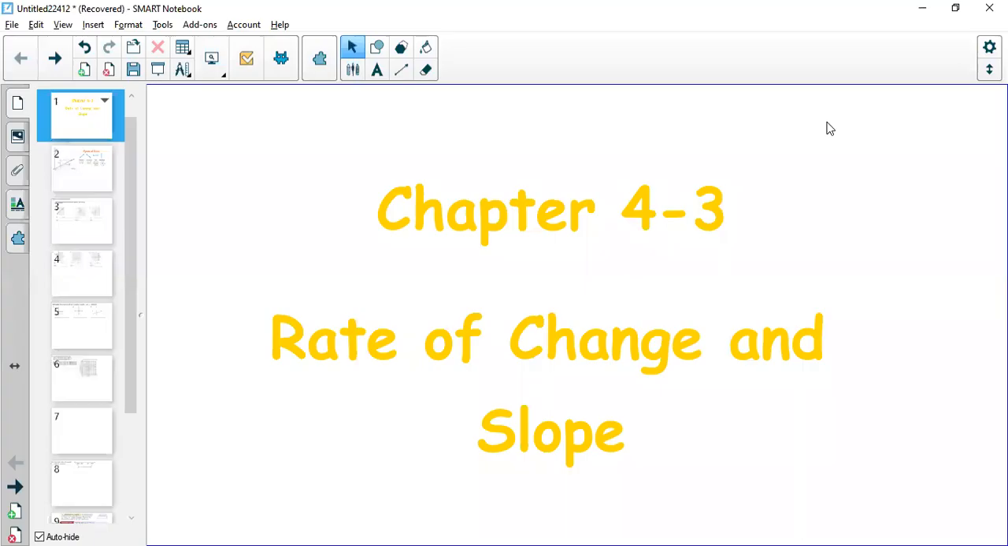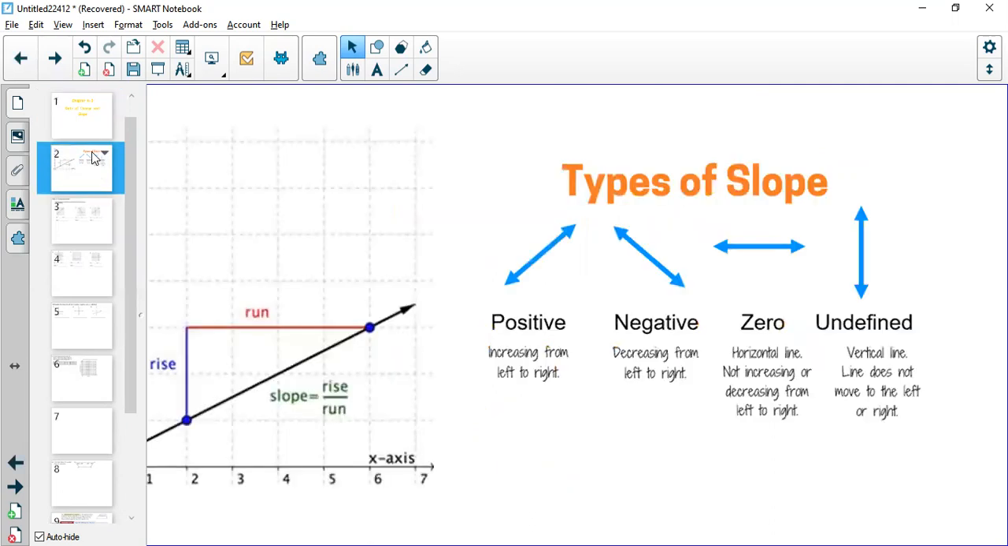Hello everyone, this video is going to be for chapter 4 lesson 3, which is about the rate of change and slope. Now as soon as I read the title of the lesson, you must be knowing what the lesson is going to be about because it's nothing new to you. You already know about slopes and also you know about the formula for slope, right? So again, just for a quick review, let's go through.